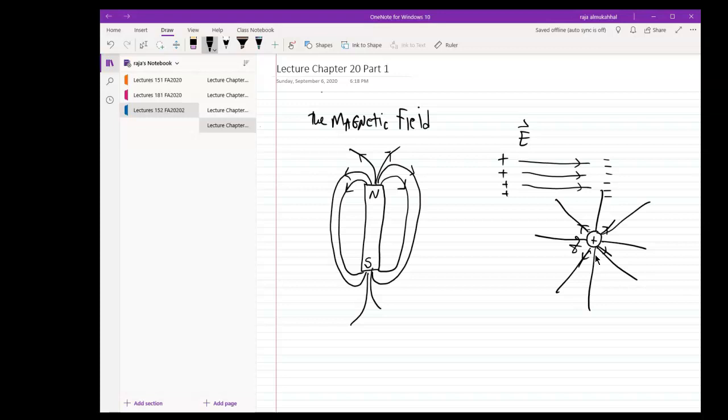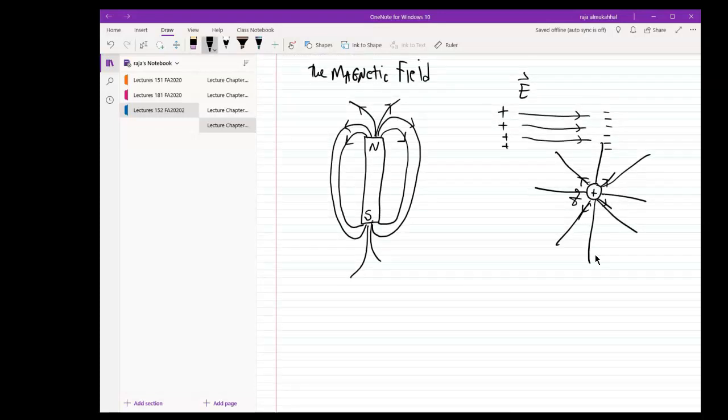Another difference is that if you have an electric field, here's electric field, and let's say this is positive, this is negative, and of course go in that direction.